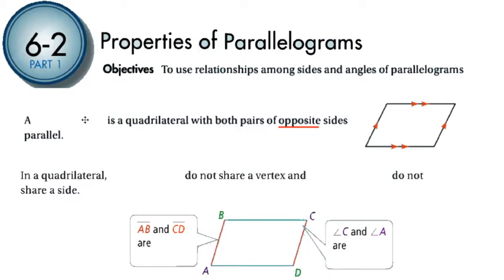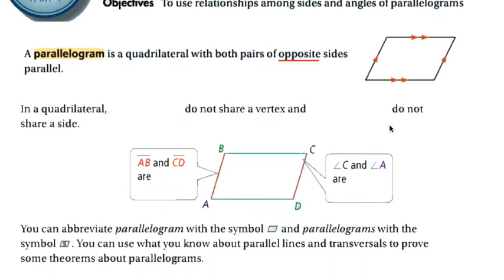And a parallelogram is basically a quadrilateral. A quadrilateral is a 4-sided polygon. And in parallelograms, both pairs of opposite sides are parallel. Well, what do we mean by opposite sides? Well, opposite sides are sides that do not share a vertex.